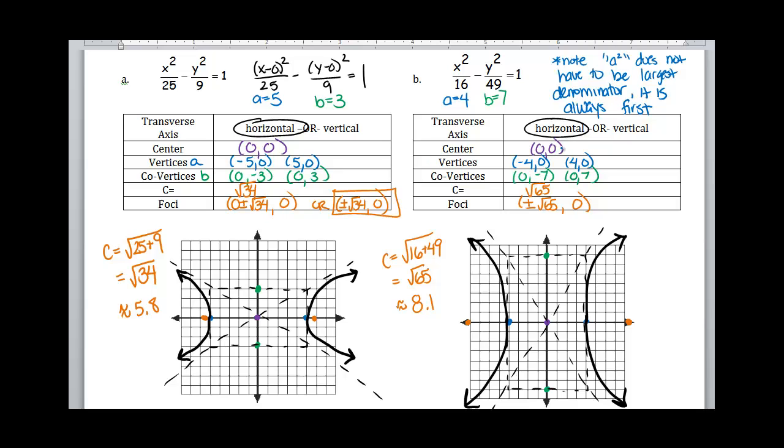Again, my center was 0, 0. The vertices, since a was only 4, the smaller value this time, I only went left and right 4 units from my center. Since b was 7, from my center I went up and down 7 units, the opposite direction of the transverse axis. To get c, I took the square root of a squared plus b squared, and I could not simplify it, and so I moved 8.1 units to the left and to the right from the center. And then to write my point, because I was moving horizontally, I took 0 and subtracted square root 65.